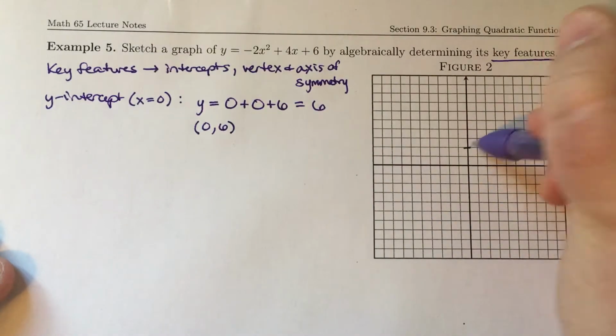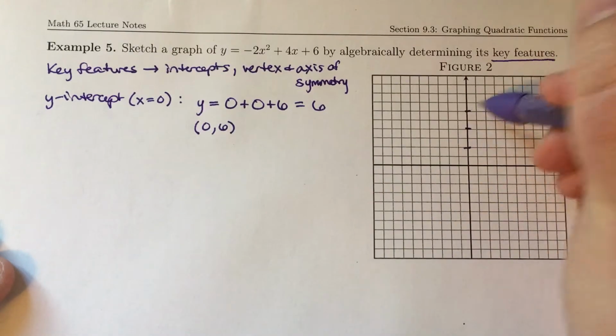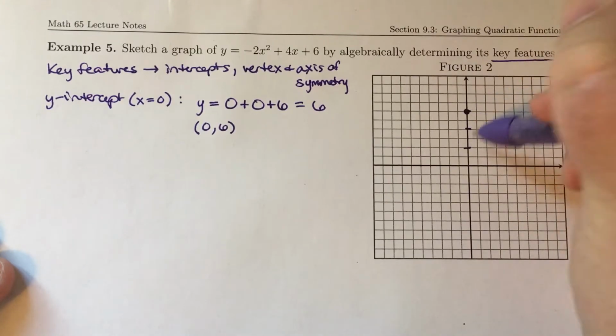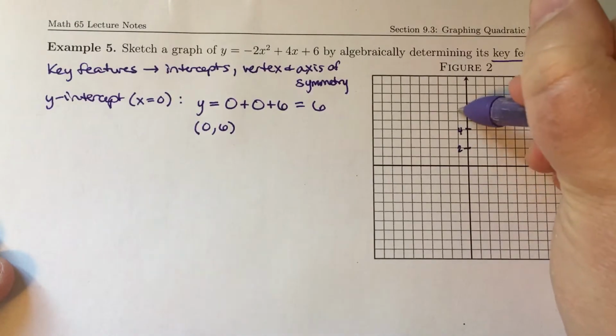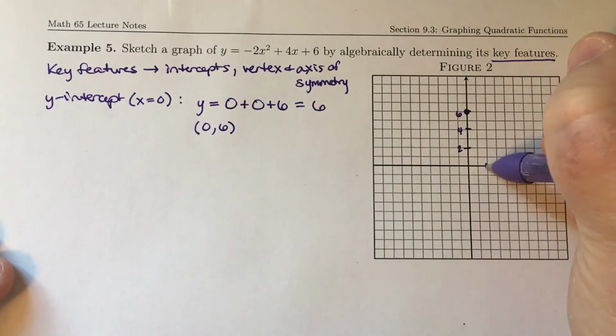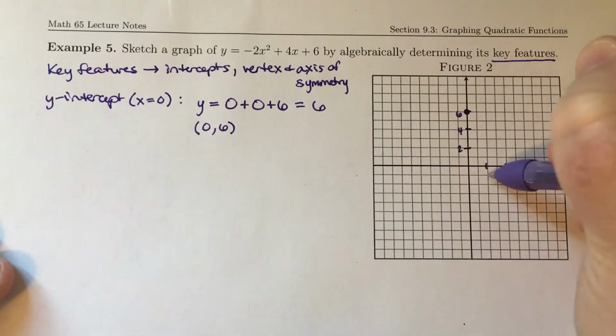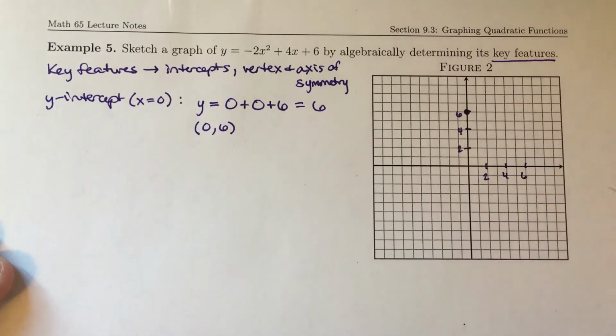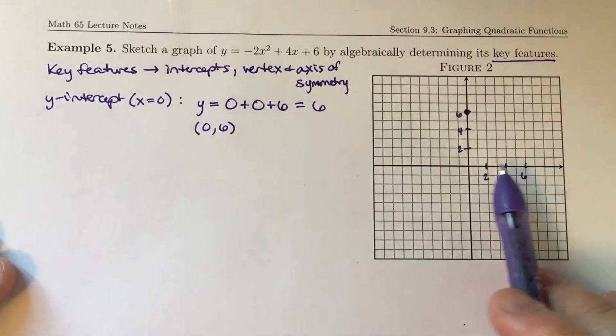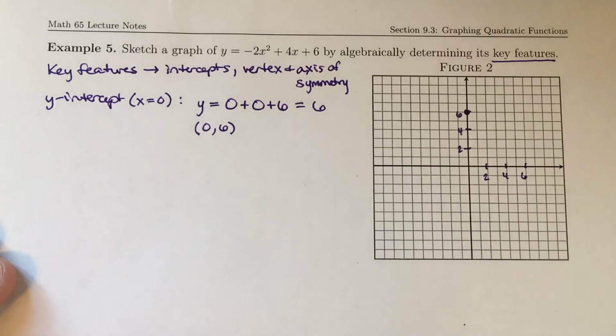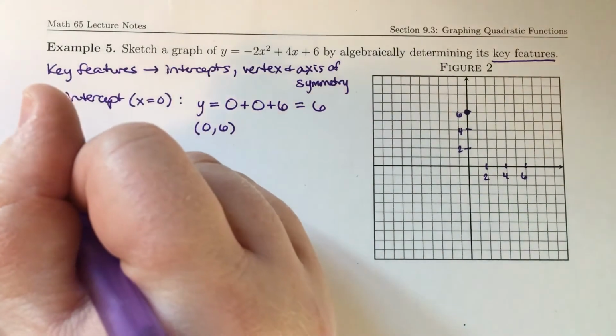So let's plot this point on our graph. And while we're here, label a scale a little bit. I'll do that on the other axis too. You don't have to label every block, but just make it clear that one block is 1 unit for us.